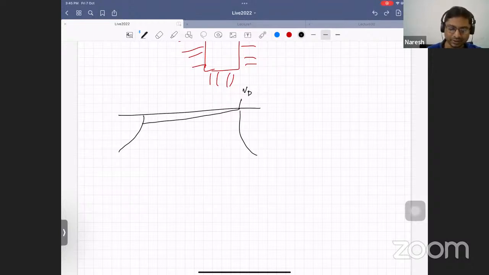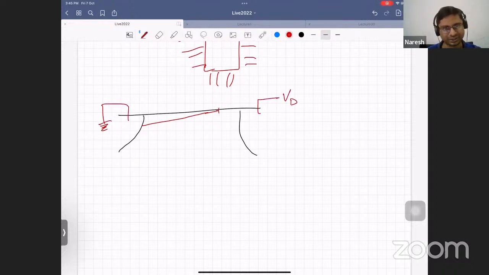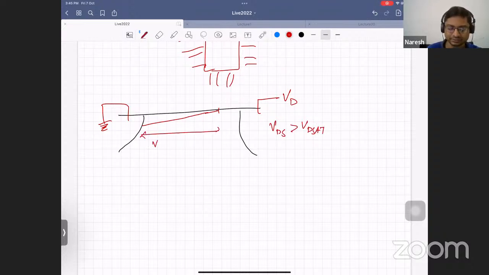So now when VDS is greater than VD sat, you will have some region in the channel. Remember I told you that this is an exaggerated picture; effectively this density is different. That's it. Let's say this is grounded, this is my source, and this is my VD, the voltage at the drain. Now VDS is greater than VD sat. So the voltage drop across this region will be VD sat. Now the voltage drop in this region is going to be VDS minus VD sat. With me so far?